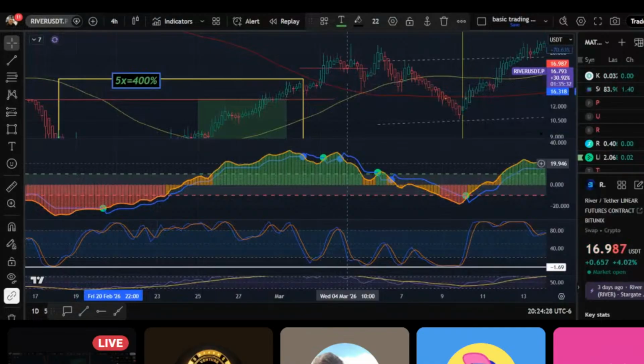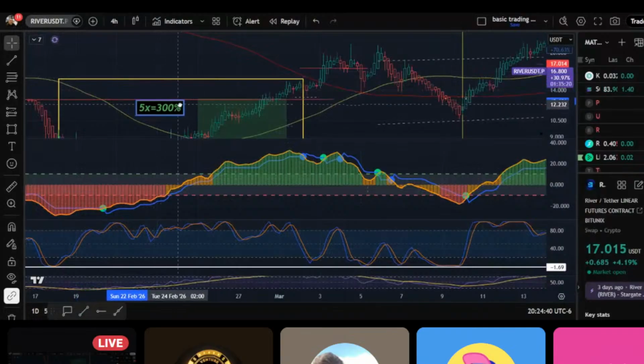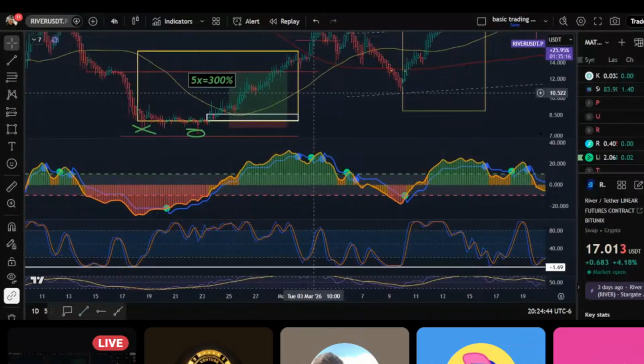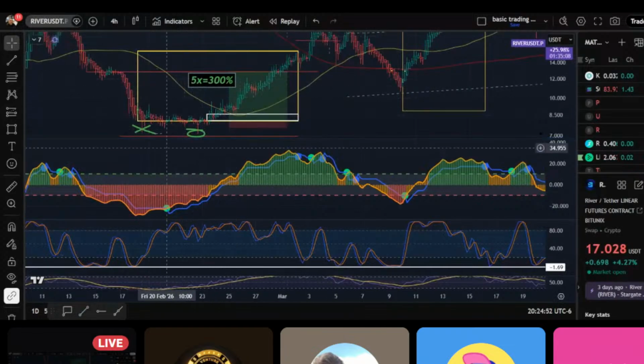But that's where we live on the low end and say 300% there, right? So 5x here is going to give us at least a 300% move after all is said and done. That's what makes River such an interesting coin, right? Because we can get to a level here where, trading into this momentum, we can get what we want out of it, right?